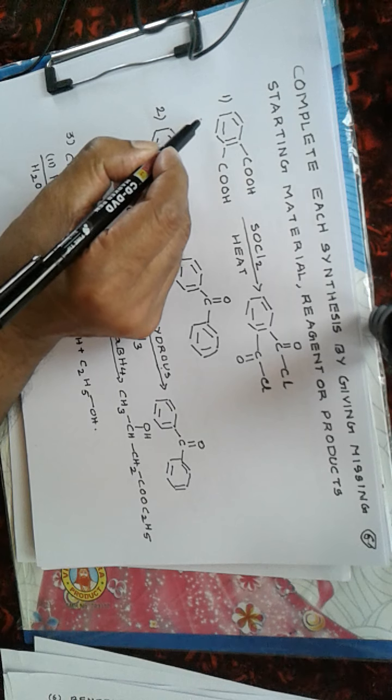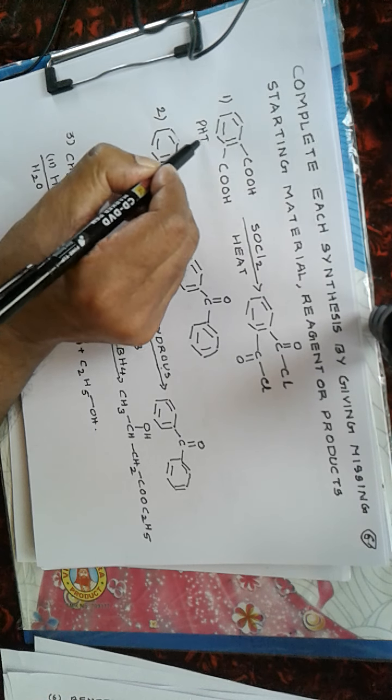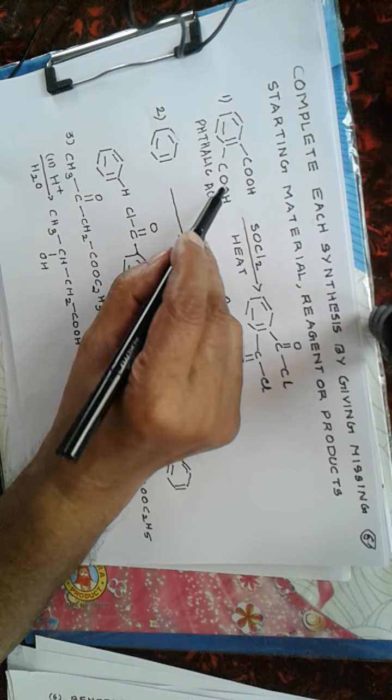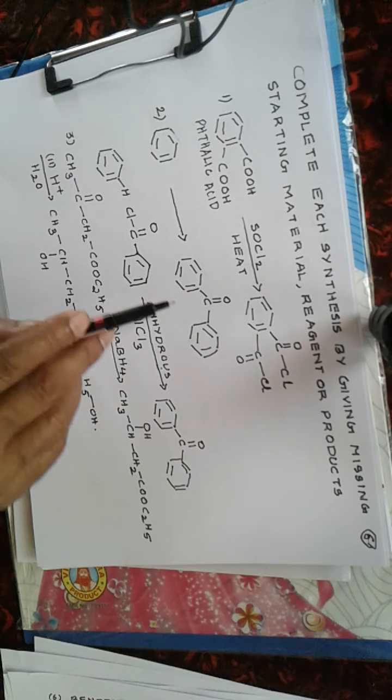Now complete the synthesis, each synthesis by giving missing starting material, reagent or products. Now this compound contains 2 acid groups connected to benzene ring, and this compound is called phthalic acid. Now SOCl2 is a reagent which converts COOH to COCl, so if you are using excess SOCl2, we get COCl and COCl here, so that is the expected product.